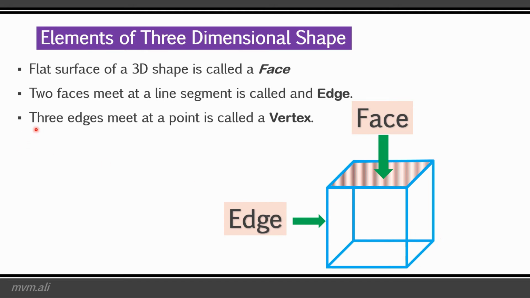Okay. And where three edges meet at a point is called a vertex. Here you can see, here one edge is there, and here another second one, and here upward the third one. So these three edges meet at a point. That point is called the vertex of the 3D shape. So what are the three elements? Face, edge, and vertex.